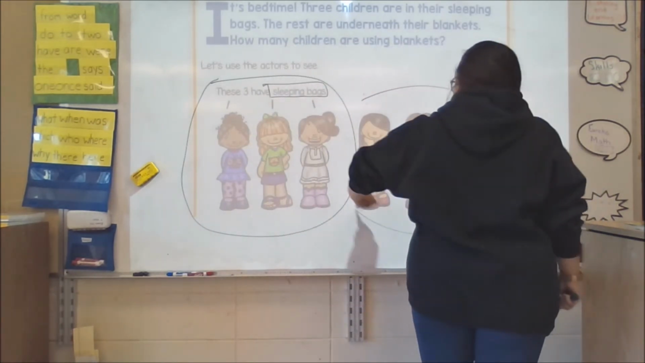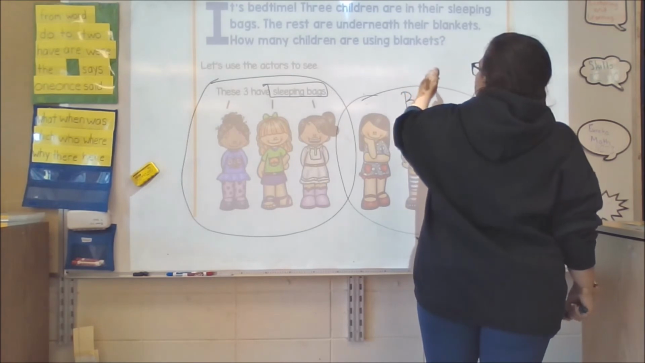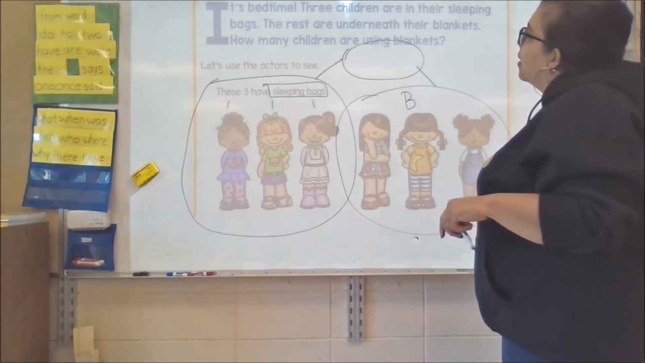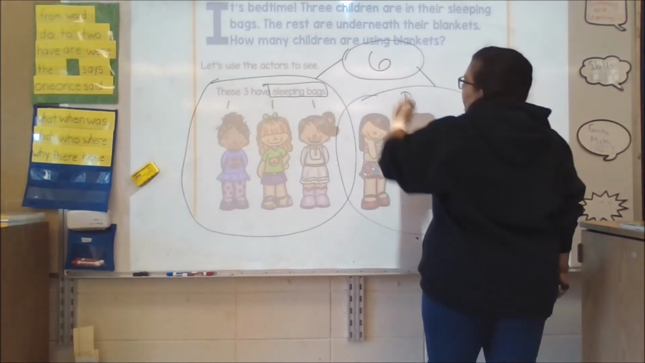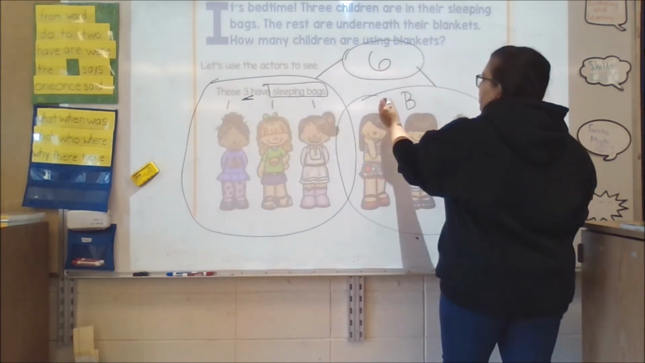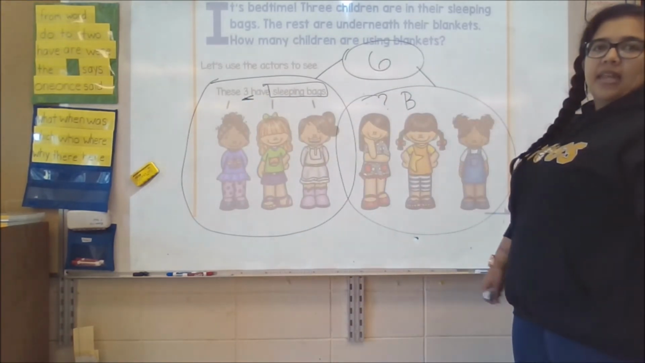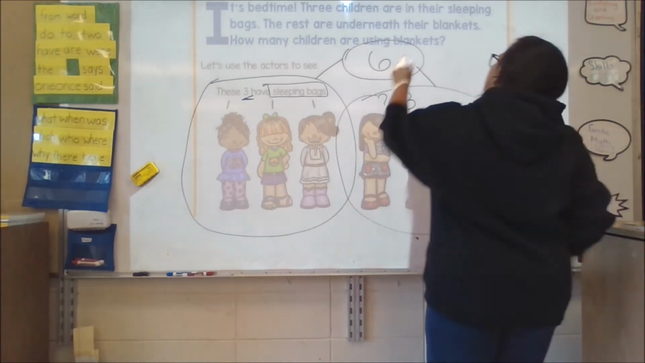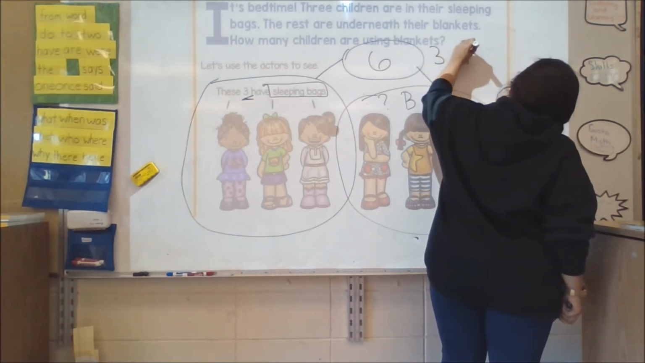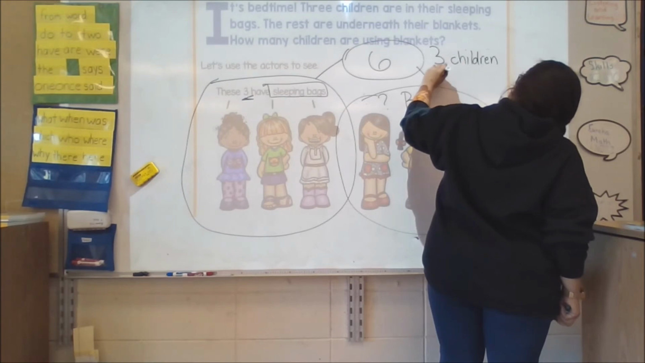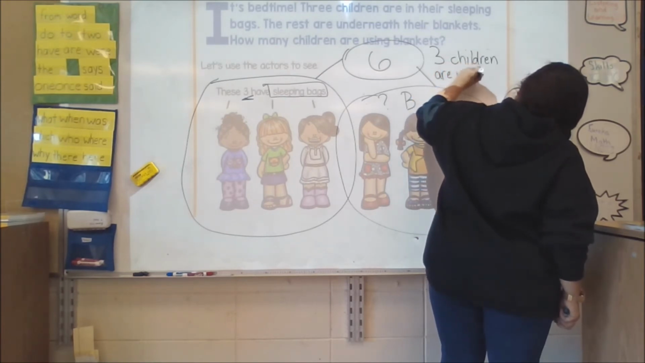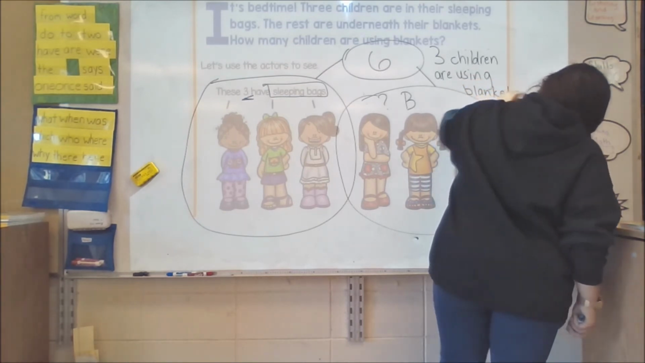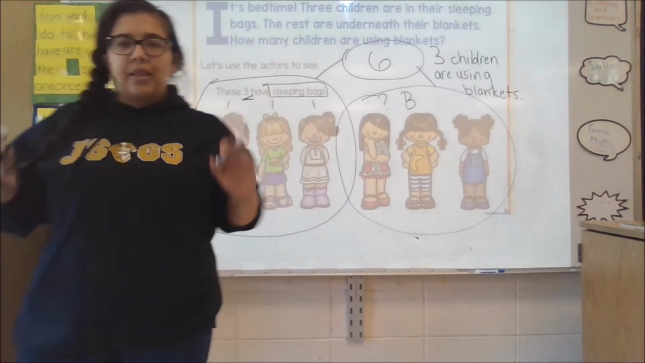These are our blanket children. So look how I'm building this to be like a number bond. Okay? There's still these 6 children at the party. 3 have sleeping bags, and some have blankets. How many have blankets according to this number bond picture? 3. So 3 children are using blankets. Bam! 3 children are using blankets.